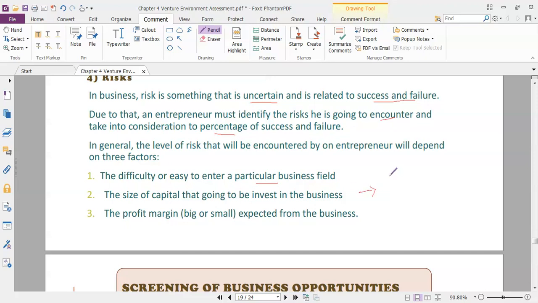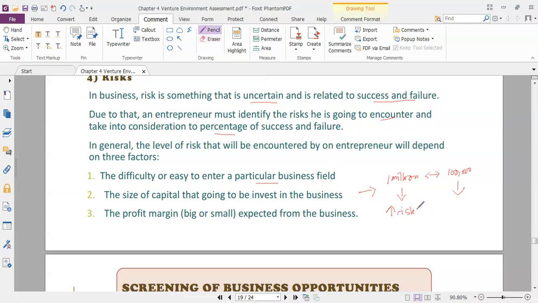If you invest 1 million ringgit for the business, if we compare with your capital, you invest with 100,000 ringgit only, the risk is different. The higher the capital you invest, the more risky your company is.